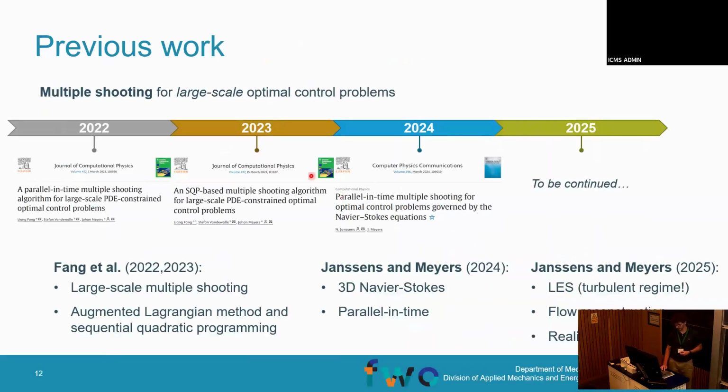Just to put things in perspective, in our research group, we have been working with this algorithm for a while now. It started 4 years back with Liang, who came up with this augmented Lagrangian, or started applying it for multiple shooting. Then there was my paper where we applied it in three-dimensional Navier-Stokes and looked into time parallelism and so on. And now what I'm doing is applying it to relevant problems, namely the turbulent flow reconstruction problem in LES, and also looking into more realistic scenarios. Those are the main contributions from the last year, I would say.